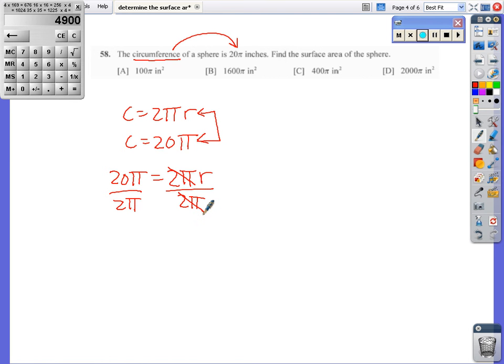Dividing that by 2 pi gets rid of that. Anything divided by itself is 1, so it's just left with 1 radius, or radius. And over here, these pi's cancel out because pi divided by pi is 1. 20 divided by 2, we know that. That's 10. So the radius is 10.